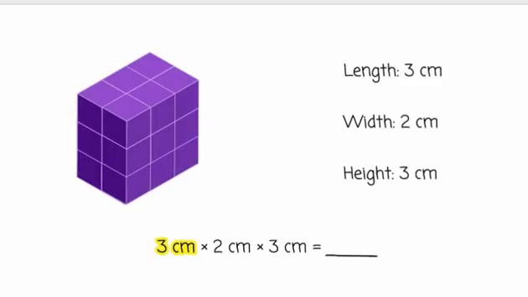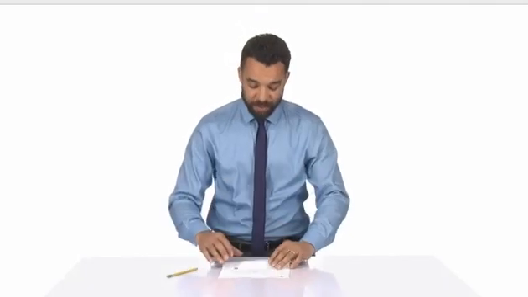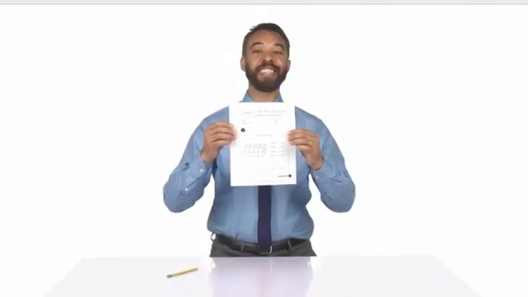3 centimeters times 2 centimeters times 3 centimeters equals 18 cubic centimeters. You could have multiplied in any order, as long as you multiplied all 3 dimensions. Let's solve this next one in your notes.